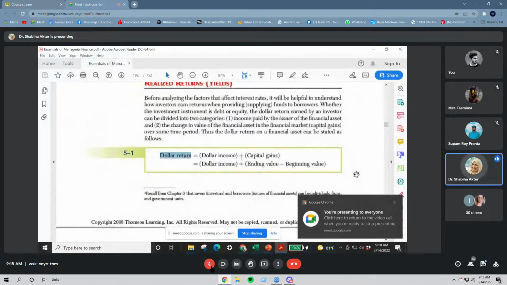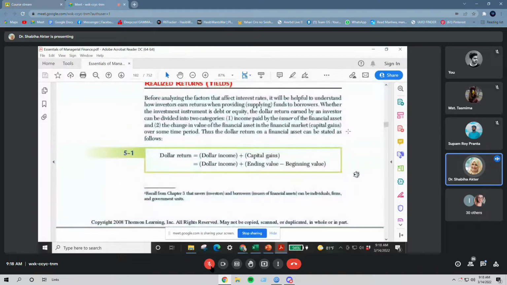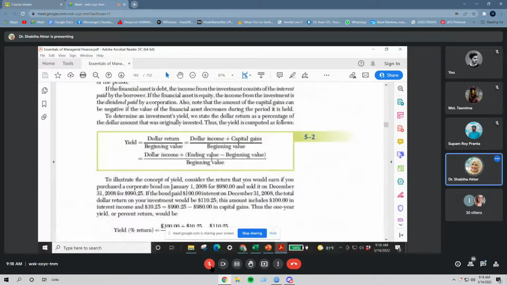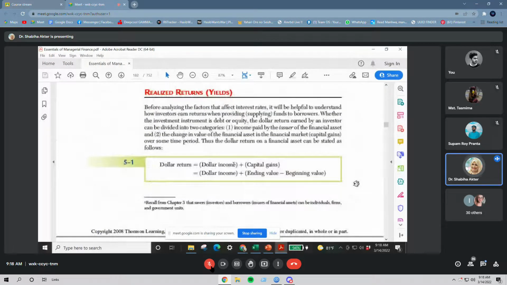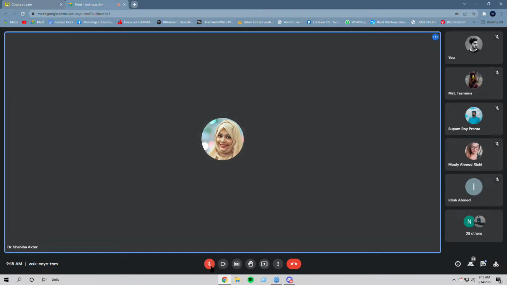So this is the formula for dollar return. If the question asks you to calculate dollar return, you don't need to use this formula, okay? This is the formula for calculating yield. The dollar return formula is dollar income and capital gain. I hope you have your book with you, right?